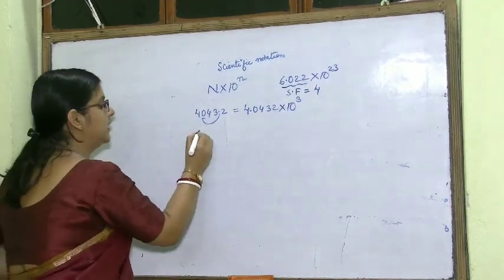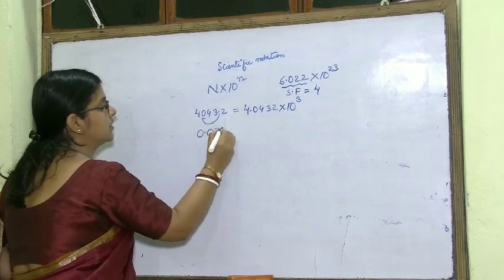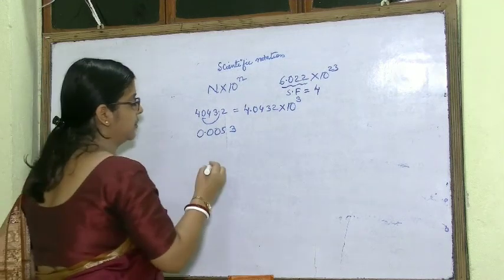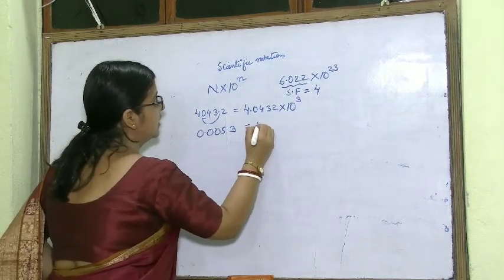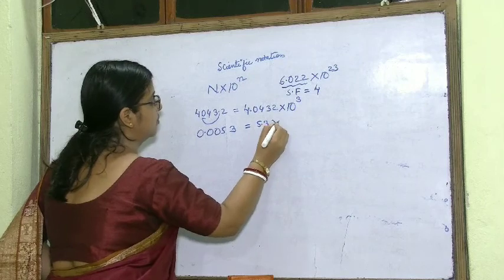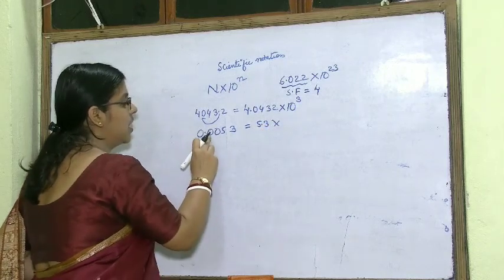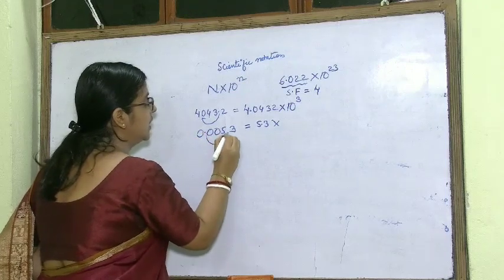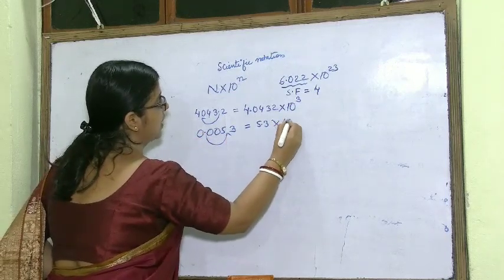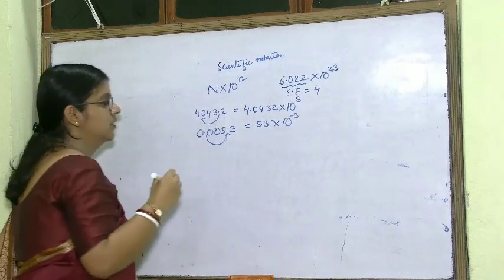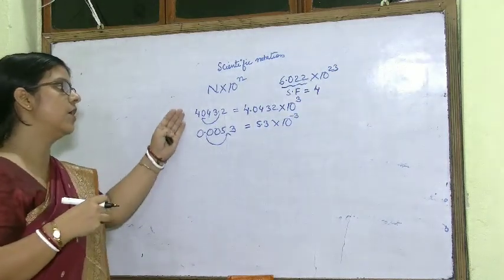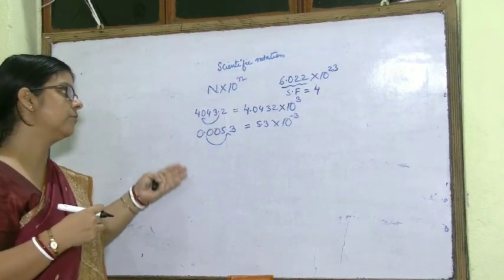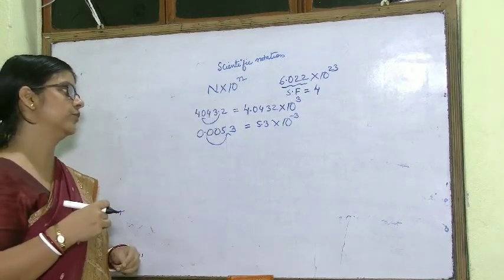Next, if you are given 0.0053 and asked to change it to scientific notation, how will you write it? 5.3 into... now you see 1, 2, 3. You are moving the decimal to the right from here to here, so it will be 10 to the power minus 3. So this is the way of representing any number in scientific notation.